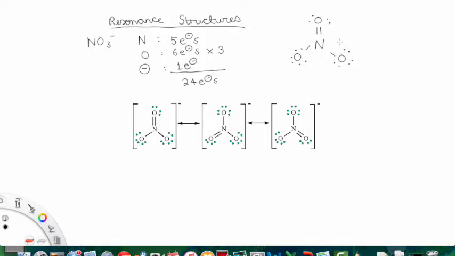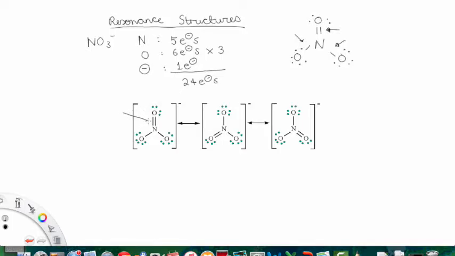In this case, I placed it right here. But this double bond can basically have 3 different positions. It could be here, it could be here, or it could be here. Now let's look at this first structure, which is exactly like what I drew up here.